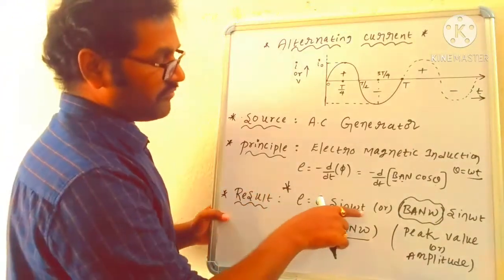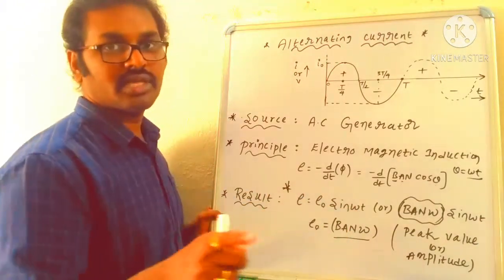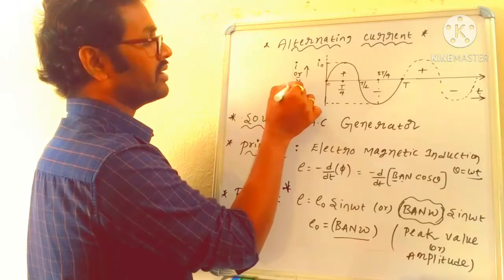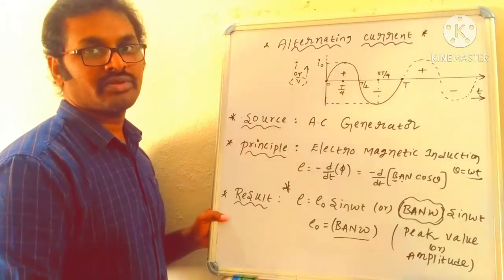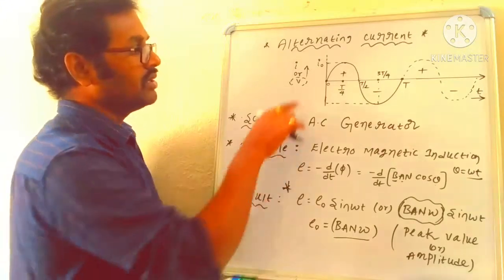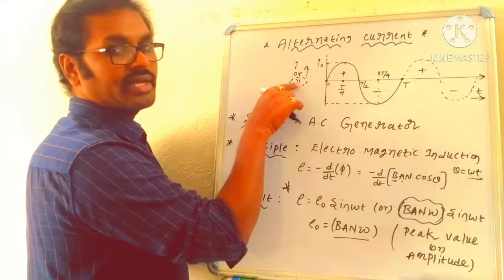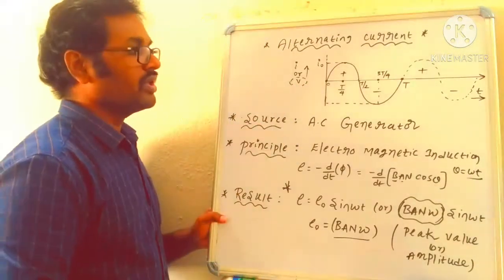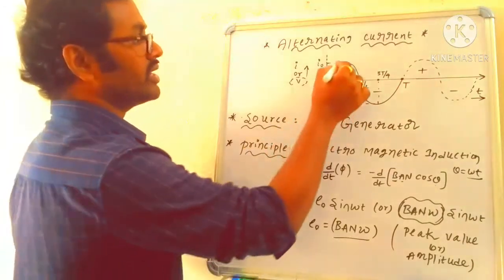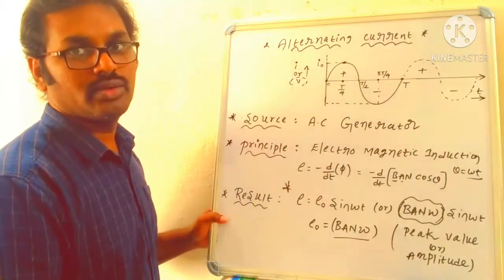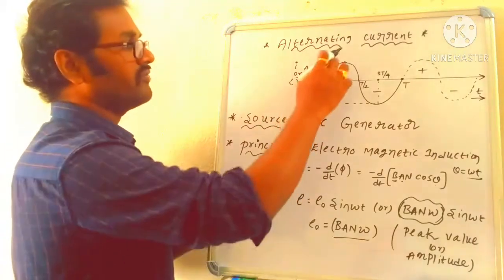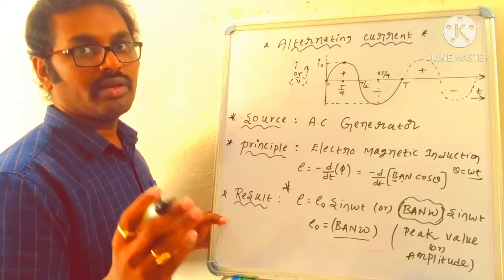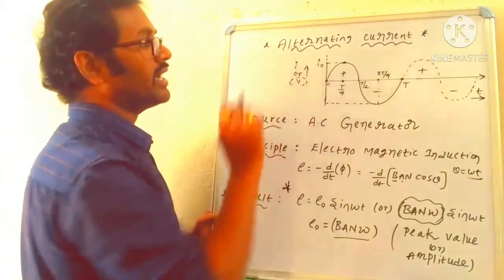So let us see, at t is equal to 0, sin 0 is 0. At t is equal to 0, the induced EMF, or generally the voltage, is how much? The alternating voltage is 0, or the current is 0. At t is equal to T by 4, you can see it has the peak value. The induced EMF, voltage or current has its maximum value, that is the peak value or the amplitude of the current, I naught.